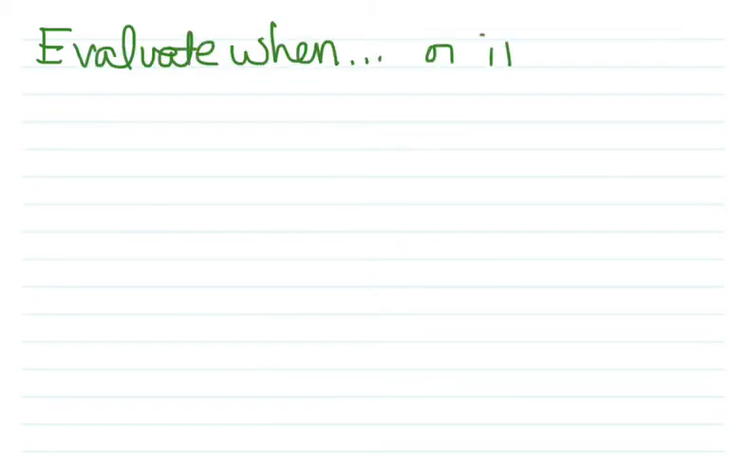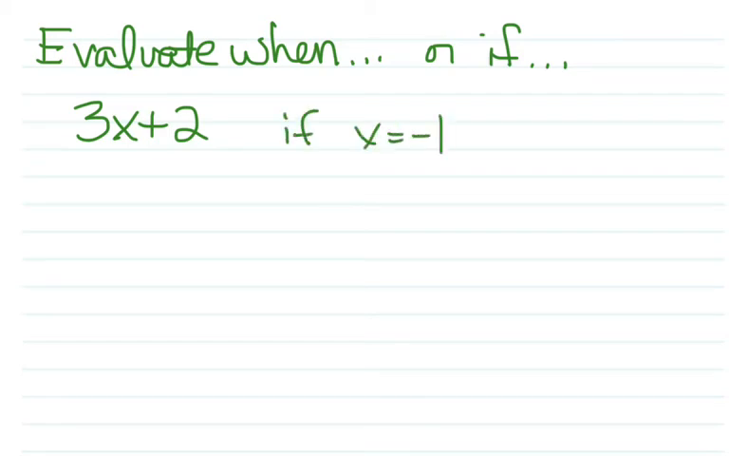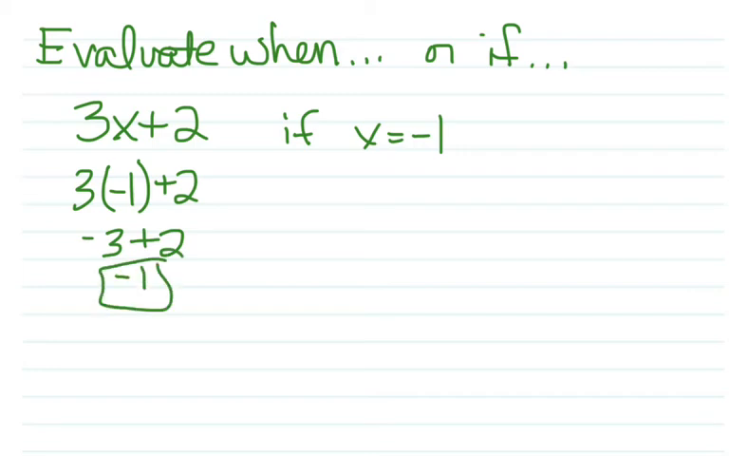The other part in evaluating is evaluating if there's a variable in the expression. Sometimes they'll say evaluate when x equals this, or evaluate if x equals this. If they didn't give us that, we couldn't do it. There's nothing we could do to it. They would have to give us a value for x. So they might say if x equals negative 1. So we would substitute negative 1, do the math, follow the order of operations, and the answer happens to be negative 1. You'll notice the theme today of negative 1.